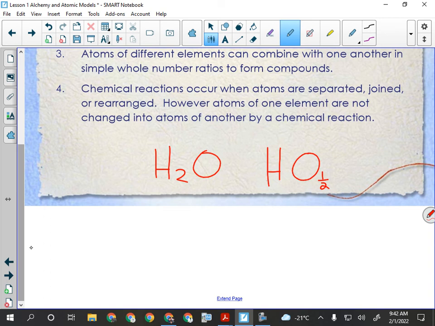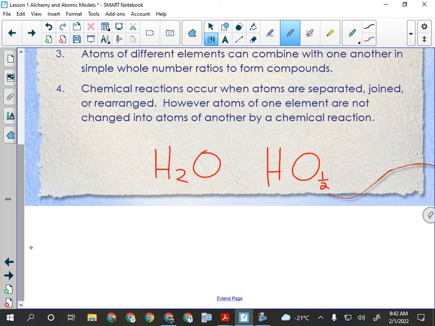Okay? Oxygen atoms are supposed to have 8 protons. If I have half an oxygen atom, I have beryllium. That's not the same thing. Okay? So a whole number ratio means you never have parts of an atom in a compound or molecule. It's always a whole number. So it could be 1 to 1, or 2 to 1, or 3 to 1, or whatever. It's always going to be a whole number ratio. You understand what I mean by whole number ratio?